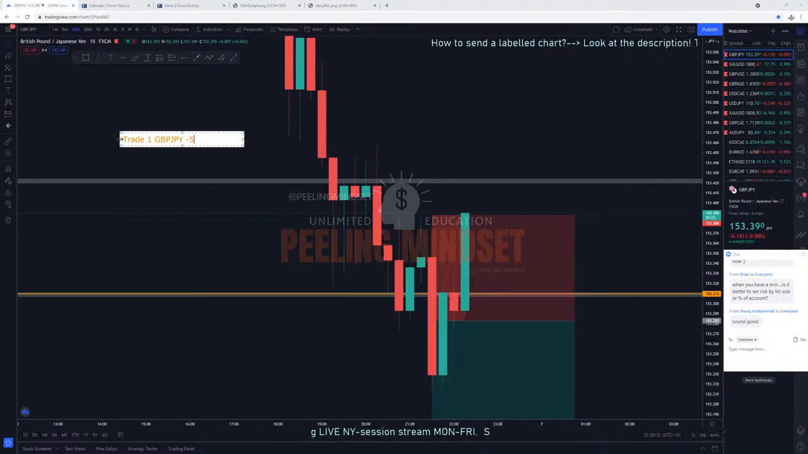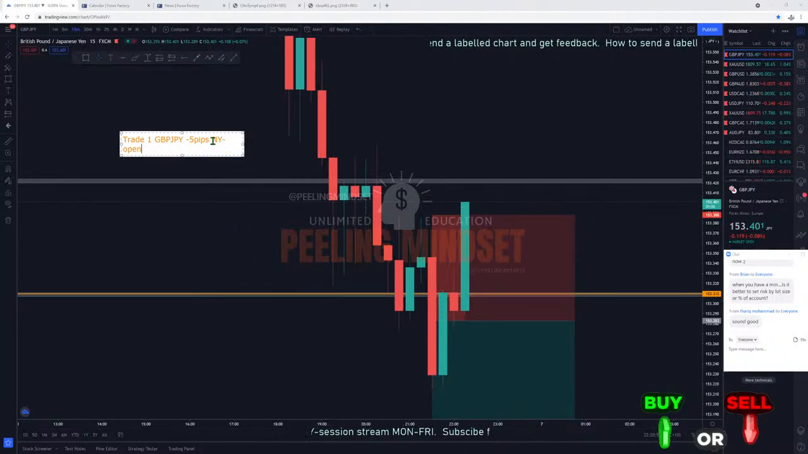GBPJPY minus 5 pips. Ooh, look at the way it's moving, man. Look at this. That's why you've got to cut down your position short early, right? Look at the way it's moving. Oh my God. Look at this. So, pre-New York. Oh no, New York. I'll say New York open. New York open.